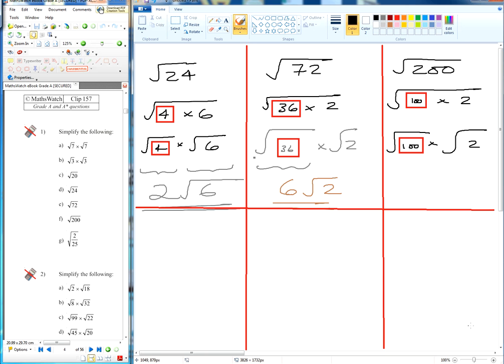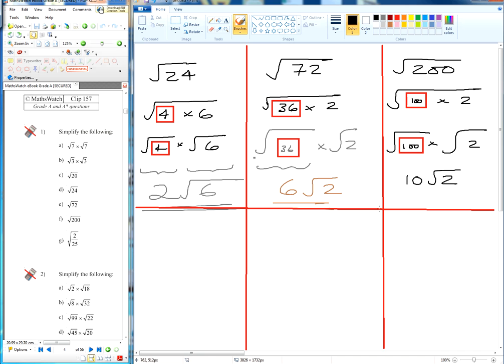Okay, so the root of 200 works out to be the root of 100 times 2, yeah? And then we split them up. The root of 100 is a square number, so the root of 100 gives you a nice and simple 10. So it's 10 root 2. Are you happy with that? Nice and straightforward, isn't it?